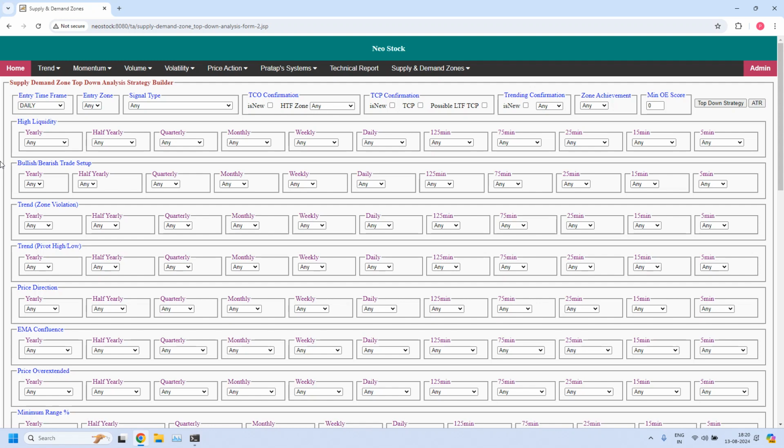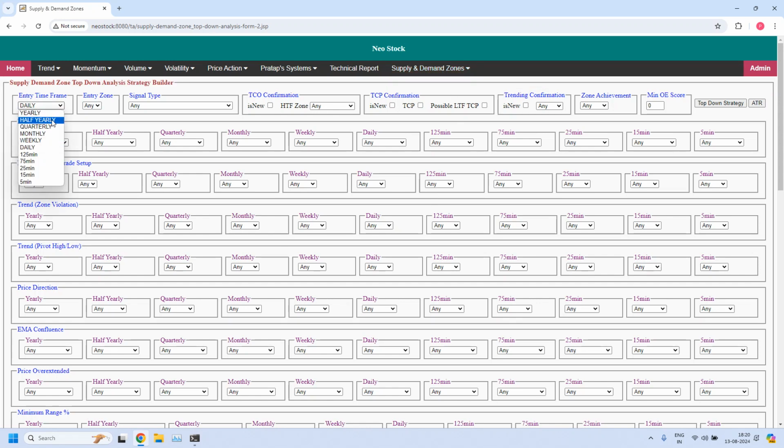Now, apart from that, we will start generating the reports, starting from near demand and supply zones. During this process, we will also identify daily and 75-minute high liquidity zones, and also 15-minute zones and 5-minute zones. I am also generating based on this zone confluence. You should observe that point.